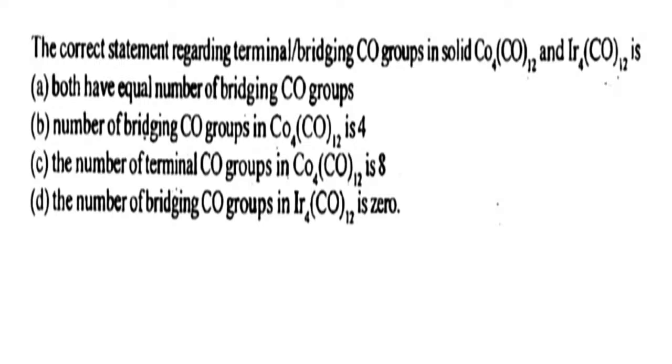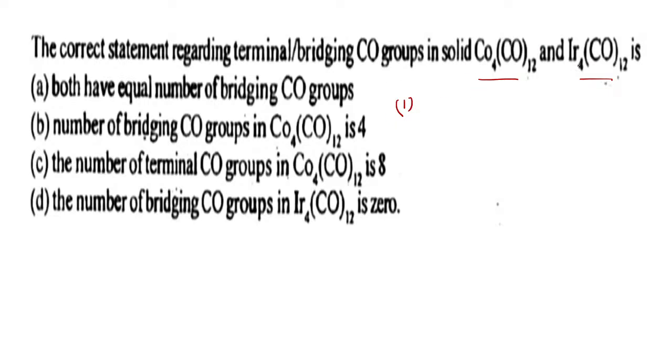Right, okay. So most of you are going with option D. Let's find out. The first thing you have to remember is the correct statement regarding terminal and bridging carbonyl groups in the solid state of this compound and this compound. The very first point is there is no need to find out the structure, but it's always better that you know the structure of these two complexes. But there is one trick by which you can solve this question without knowing the structures.